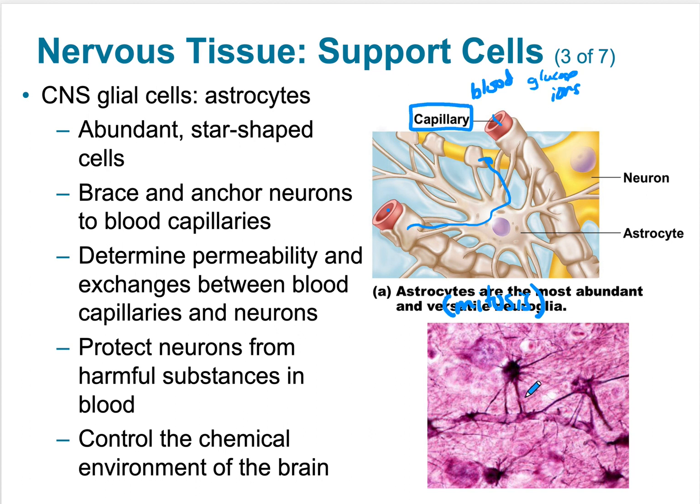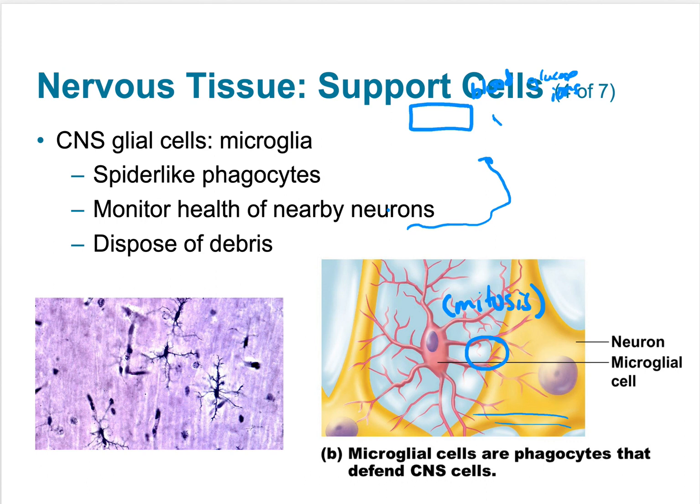You can see them here, they're really cool, kind of star-looking cells. Here is a nerve cell, which looks like either a dendrite or an axon, and astrocytes help to shunt anything from a blood capillary to the actual nerve. A really important, really interesting looking cell. The next one is called a microglial cell.